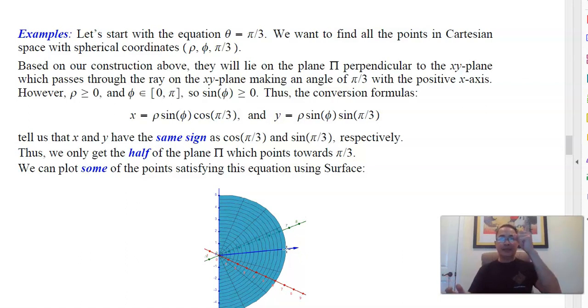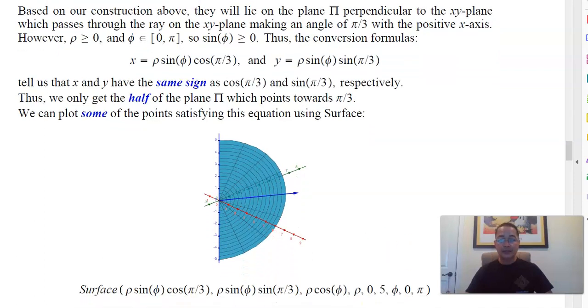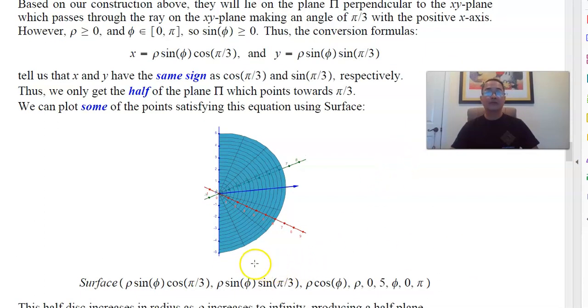And then we said, now you can make an angle phi from 0 to pi. Those are these arcs over here, because I obviously used surface to create this diagram. Rho can be any positive number, so these are the radial traces that we see produced by surface. That's the surface command for that equation.